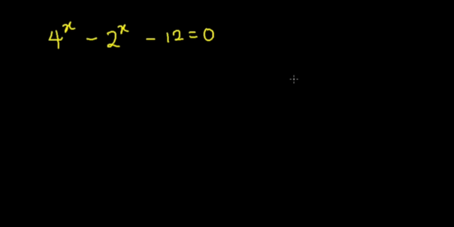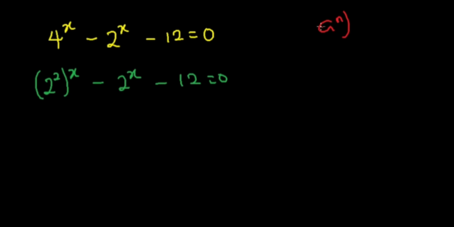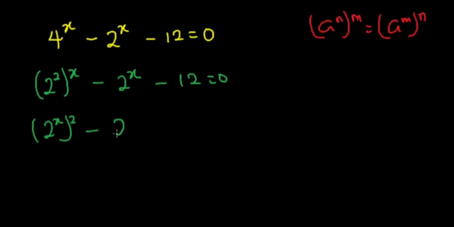So you want to reduce this into a quadratic equation. How do you do that? First, you need to bring out the beauty of the question by writing 2 raised to power 2, which is still 4, then your x remains, minus 2 raised to power x, minus 12 equals 0. Don't forget, according to indices, a raised to power n to m is the same thing as a raised to power m to n. Which means that I can as well write this equation as 2 raised to power x, squared, minus 2 raised to power x, minus 12.